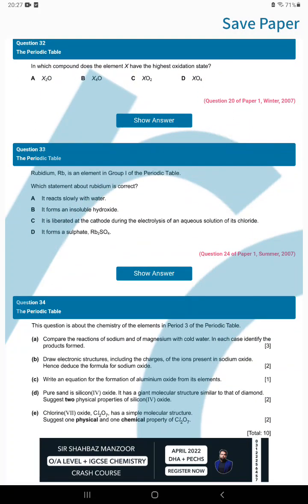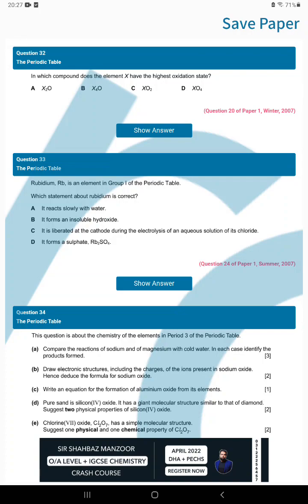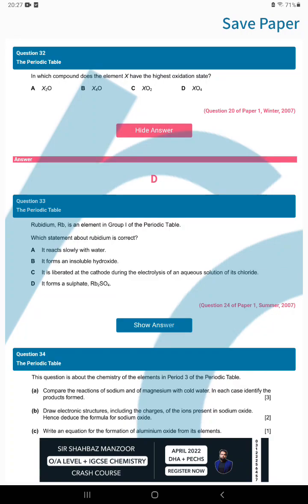In which compound does the element X have the highest oxidation state? X2O, X2O3, XO2, XO4. D, XO4.